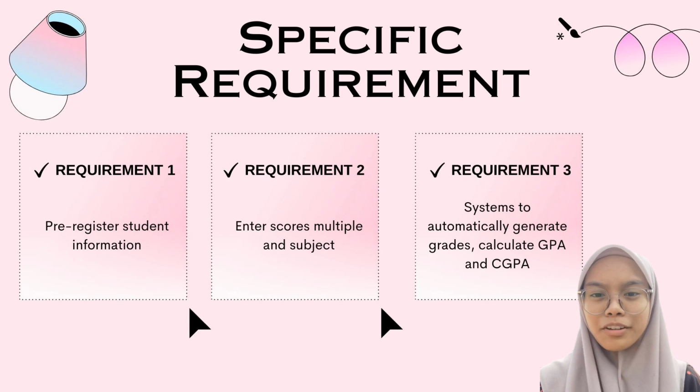Specific requirement. The first requirement is pre-register student information. The second requirement is enter scores for multiple students and subjects. The third requirement is for the system to automatically generate grades, and calculate GPA and CGPA.